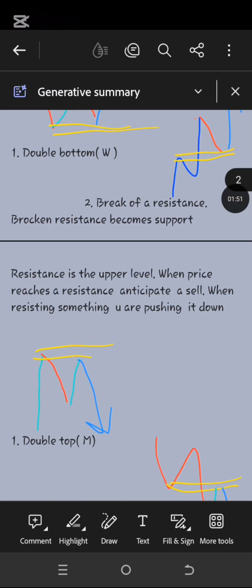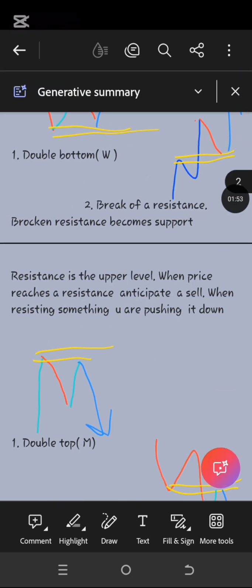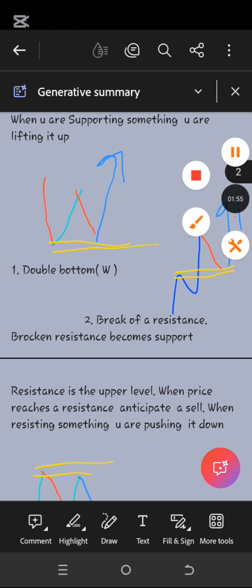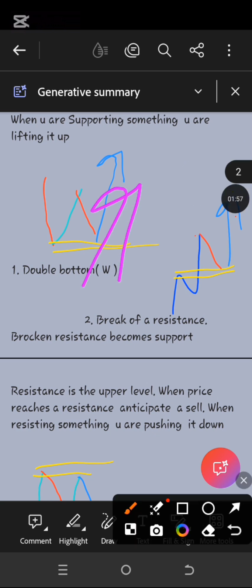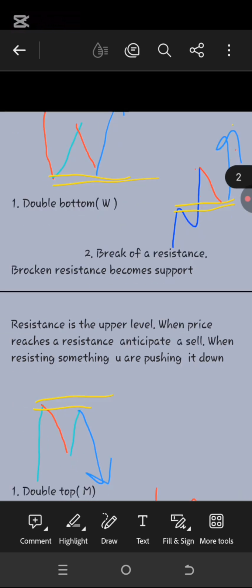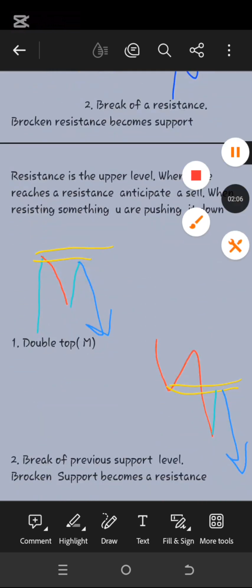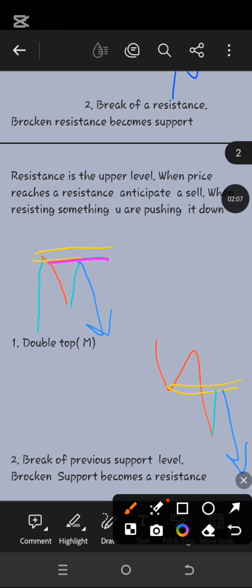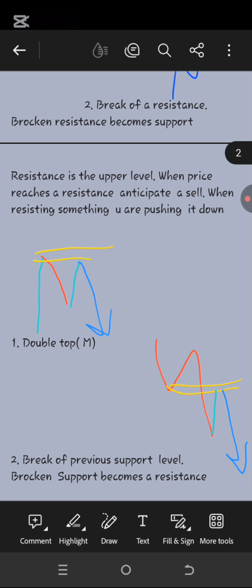For support, if you want to remember whether you're supposed to buy or sell, if you are supporting something, you're sort of lifting it up. I will support you, I will lift you up when you are down. That's what support means, and resistance is just the opposite. Resistance is the upper levels, and you're anticipating to sell when price pushes to those areas. If you're resisting something, you're also pushing it down. That's what we have to look for on the resistance.